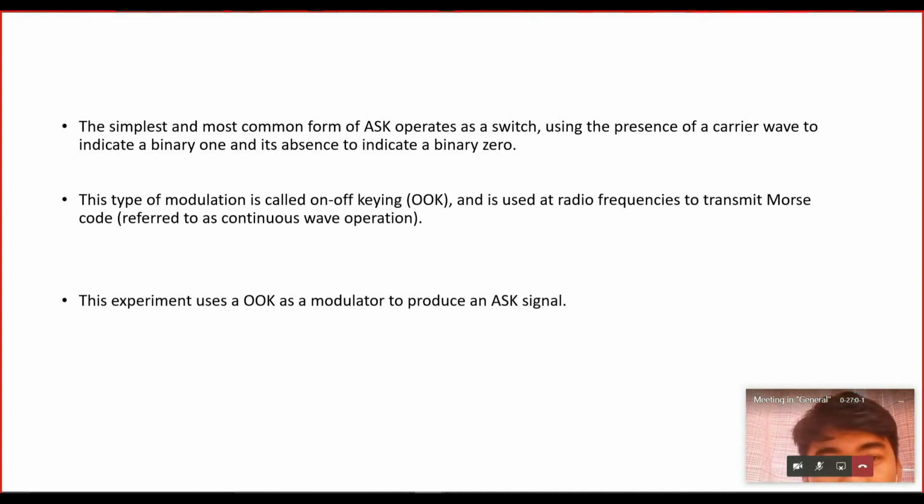The simplest and most common form of ASK operates as a switch, using the presence of a carrier wave to indicate a binary 1 and its absence to indicate a binary 0. This type of modulation is called on-off keying, or OOK. It is used at radio frequencies to transmit Morse code, referred to as continuous wave operation. The experiment used OOK as a modulator to produce an ASK signal.